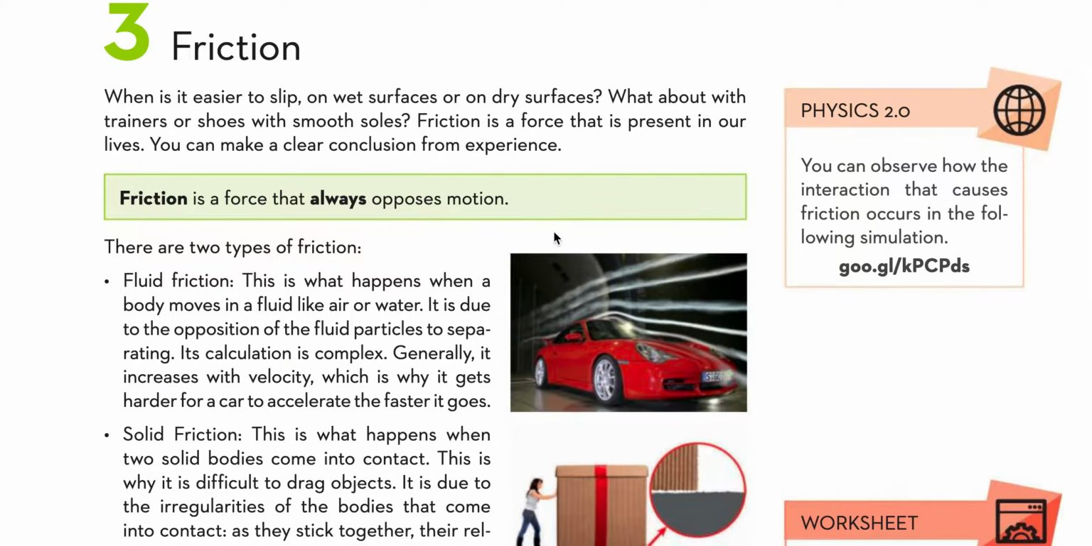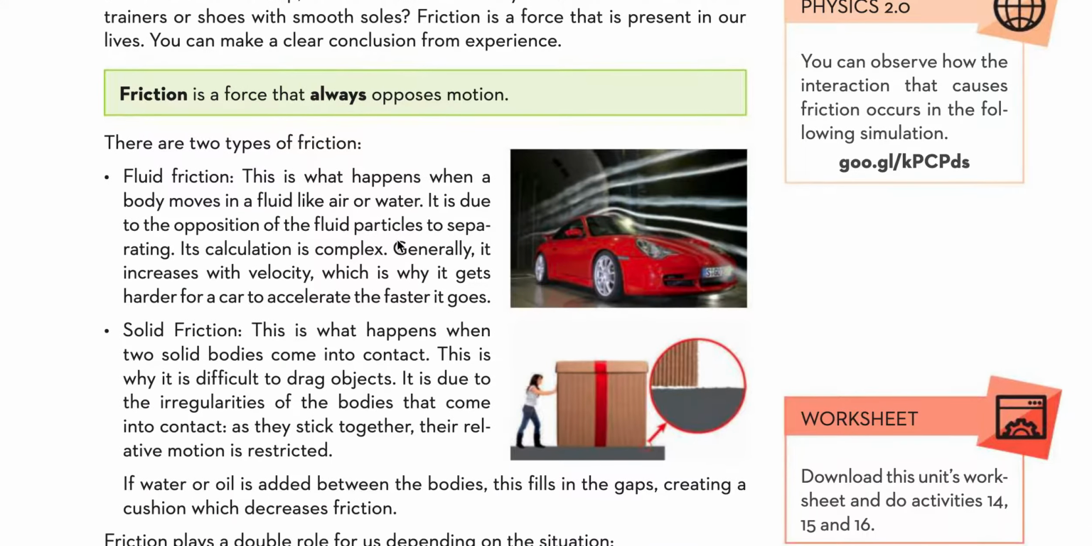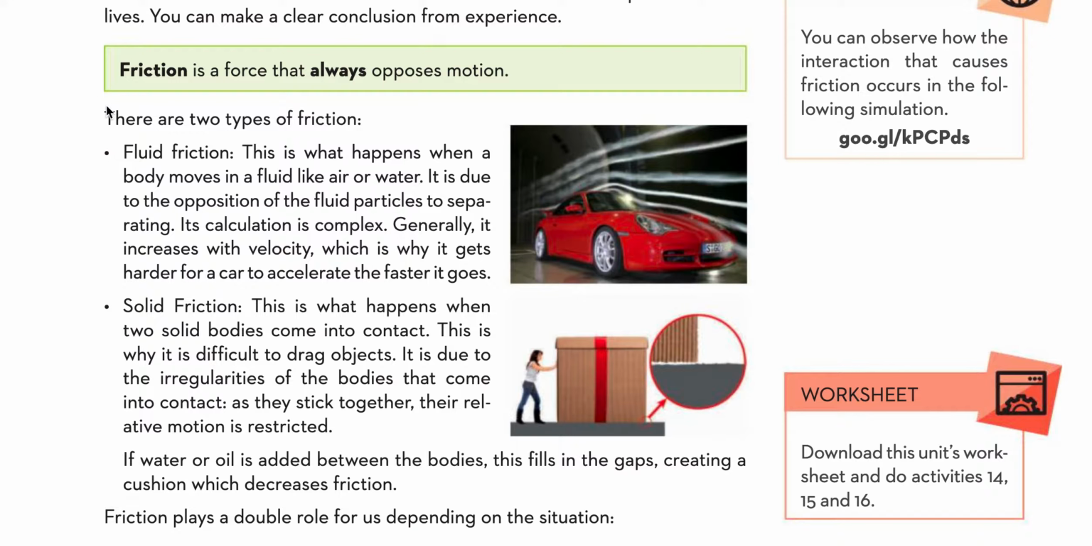Friction. Well, this is another type of force that we can find in everyday life. There are two ways of finding it: in fluids and with solids. Fluids means liquids and gases. This is what happens when a body moves in a fluid like air or water. It is due to the opposition of the fluid particles to separating. For example, this car is moving through the air and there is an opposition from the particles, the molecules of the air.